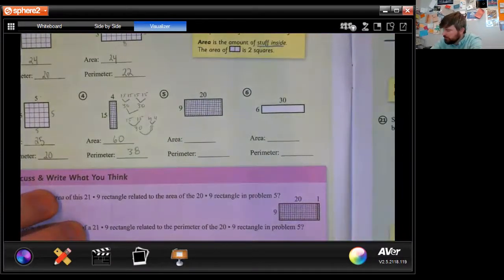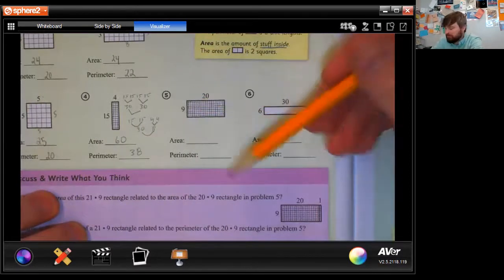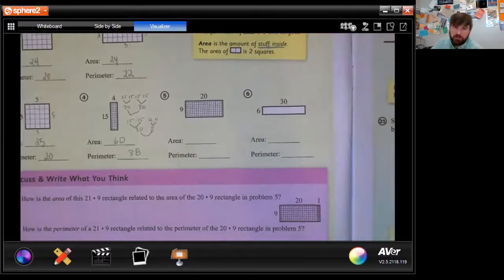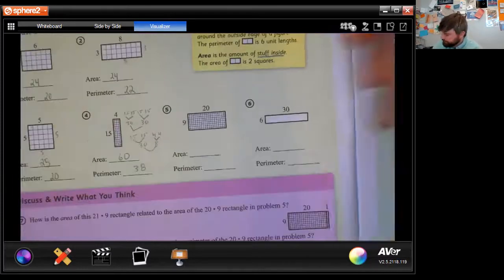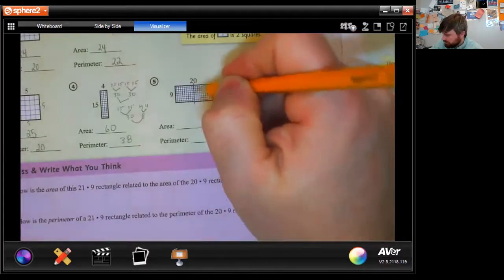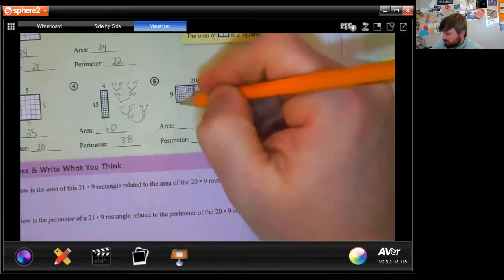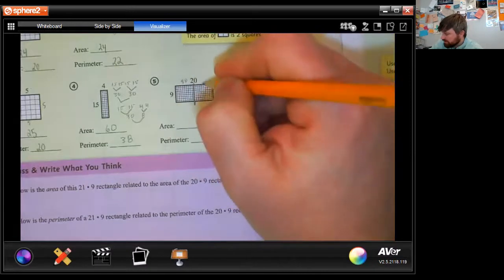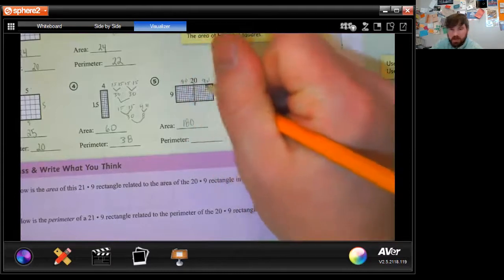Okay. So with this one, you have 20 columns of 9, or you have 9 rows of 20, however you want to see it. So we can do this a couple different ways. If I split this 20 in half, I'll have 10 here and 10 here. So if I have 10 columns of 9, that would make 90. And if I have the same thing over here, that's another 90. 90 plus 90 is 180 because you got 90 boxes over here and 90 boxes over here.